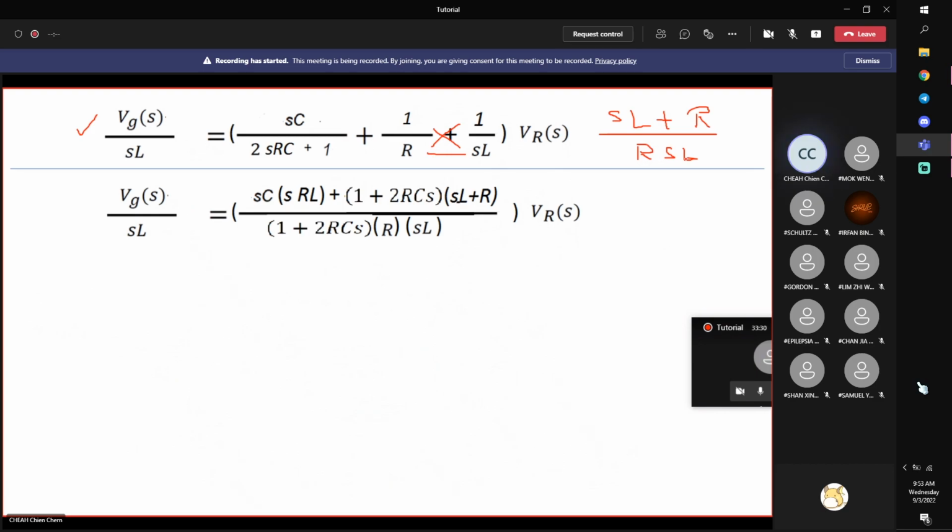R divided by RSL gives you 1 over SL, right? So this is to combine. Then you do it similarly on this. Okay, this and this. You do it similarly, you get this one. Okay, this term times this one, denominator. And then this term times this gives you this. And this term times this gives you this.